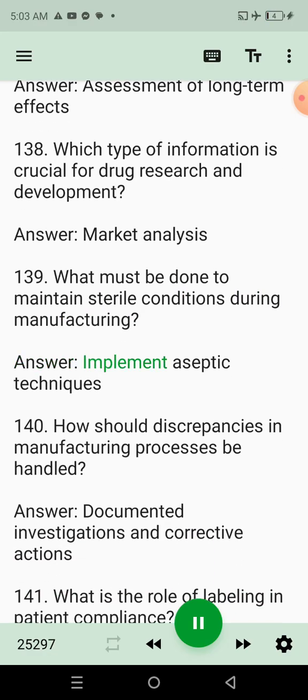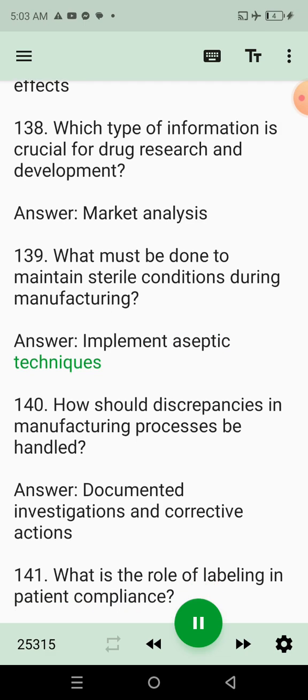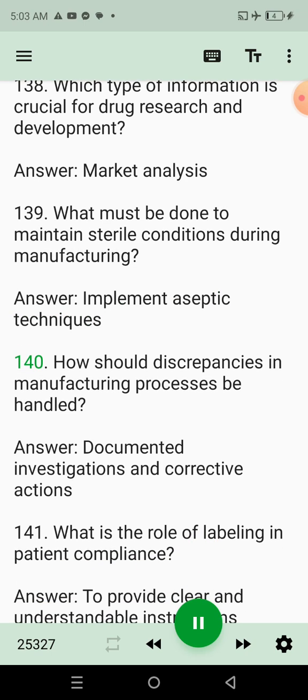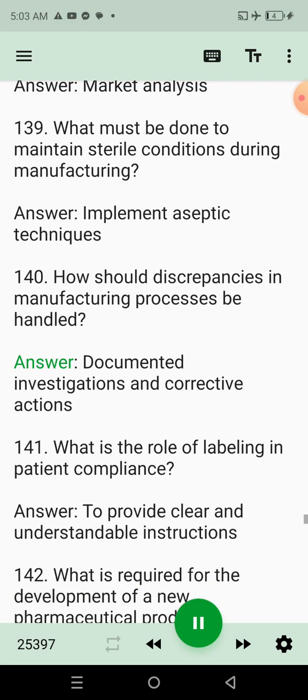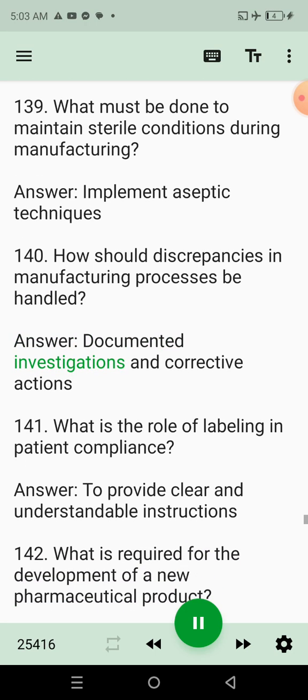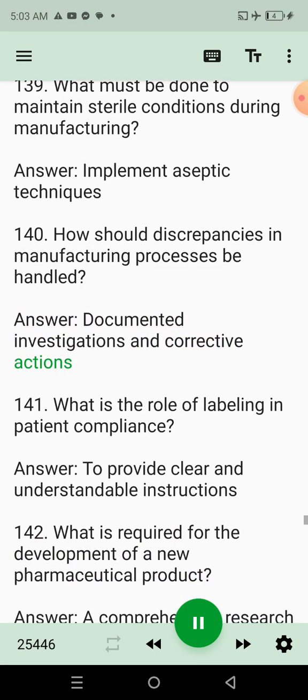Answer: implement aseptic techniques. 140. How should discrepancies in manufacturing processes be handled? Answer: documented investigations and corrective actions.